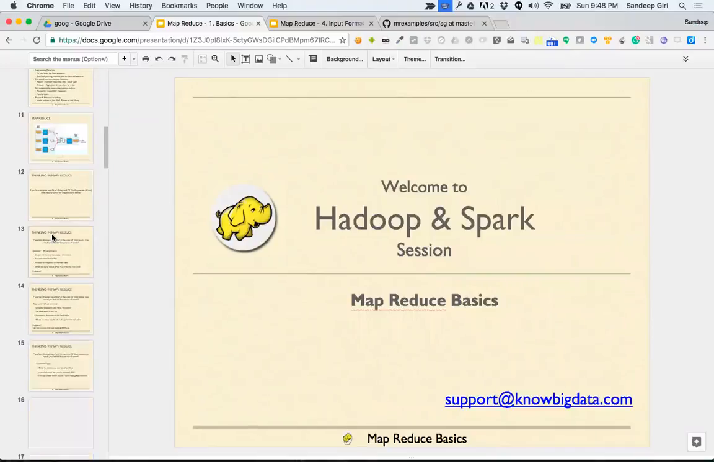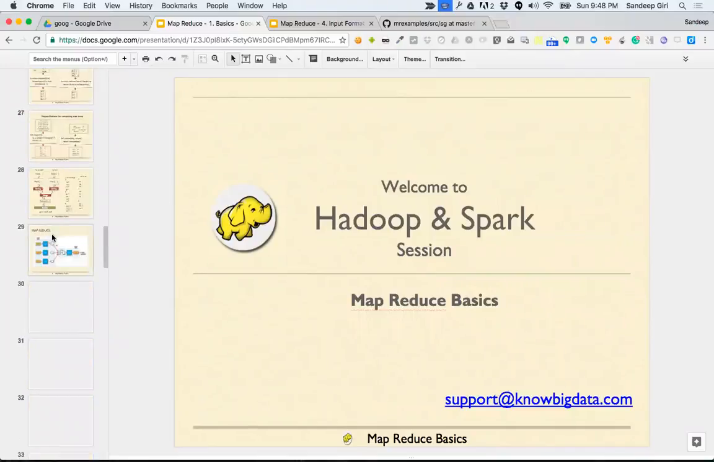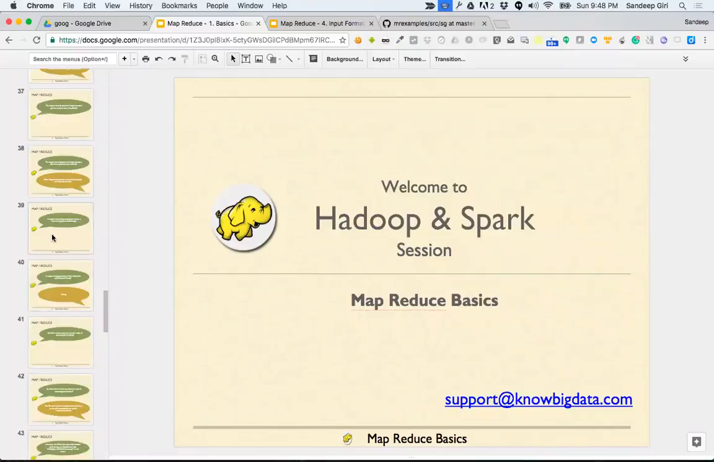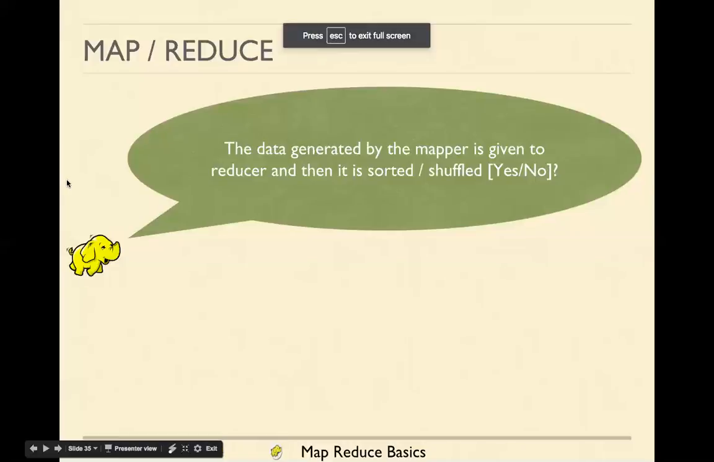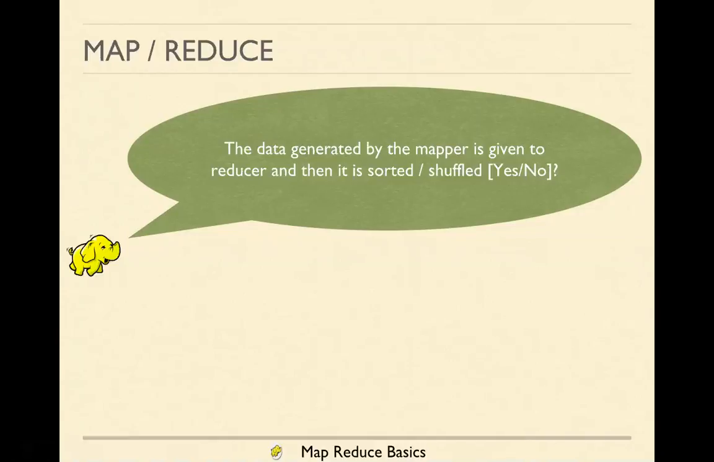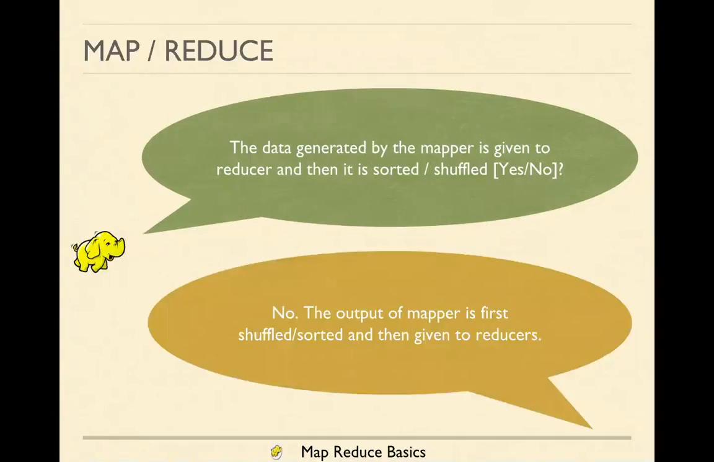All right, so I was going to just quiz you a little bit. The data generated by mappers is given to reducers and then stored and shuffled. Yes or no? That's right, it's a big no.